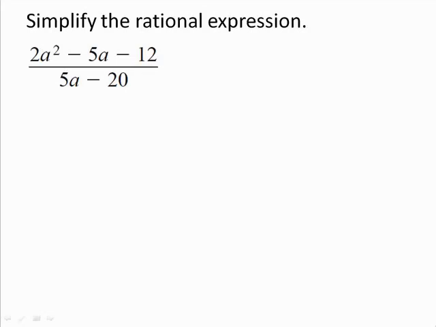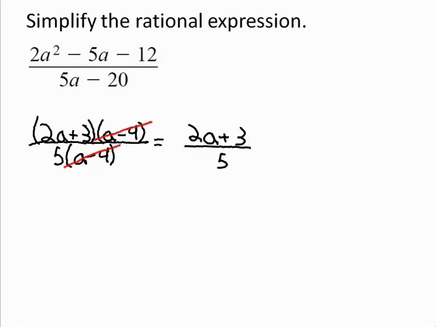Simplify the rational expression 2a squared minus 5a minus 12 divided by 5a minus 20. The numerator factors into 2a plus 3 and a minus 4, and you can factor a 5 out of the denominator. There's an a minus 4 in both the numerator and denominator, so they cancel out. You are left with 2a plus 3 divided by 5.